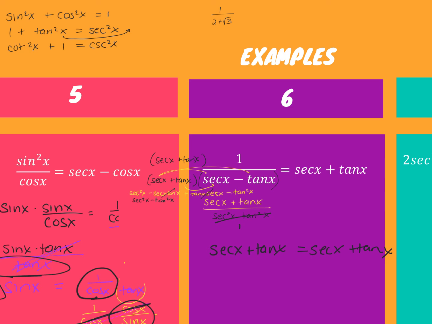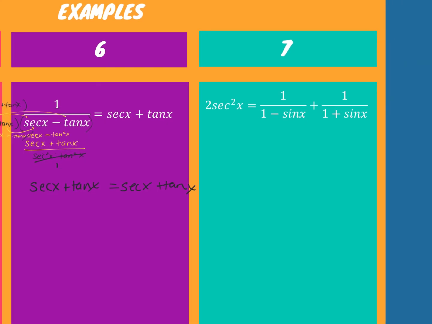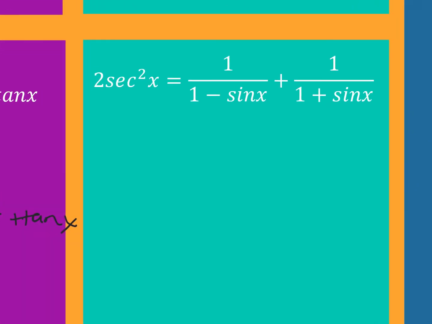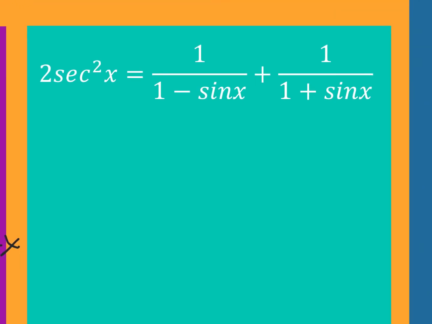Number 7. It says 2 times secant squared x. I don't know. So that one, the right side is more complicated. Try messing with the right side. When you have 2 fractions with different denominators on one side, you're trying to combine them into 1. This is a great thing, so you're going to start to learn little tricks along the way. So what would be the least common denominator of 1 minus sine x and 1 plus sine x?